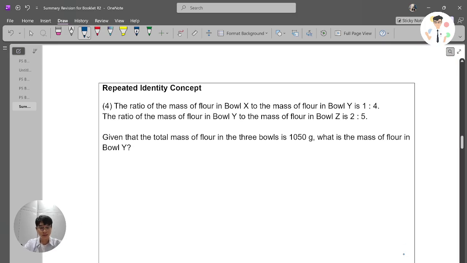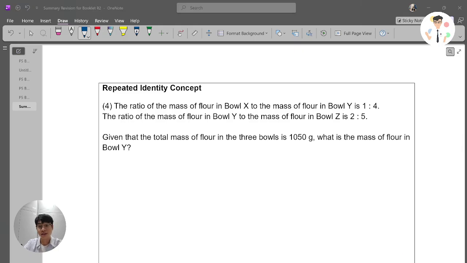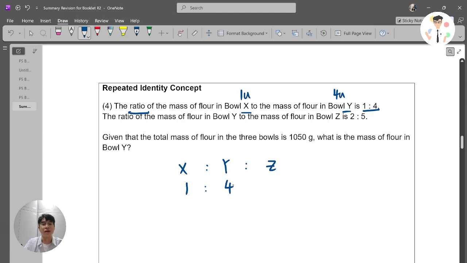Repeated identity concept, again something that we have learned, and this is kind of easy for most of you, but let's look at this question again. Now, the ratio of the mass of flour in bowl X and Y is 1 to 4. As you know, I already told you that ratio basically is the lazy version of unit. So X is 1 unit, Y is 4 unit, but this ratio guy is very lazy, so he just writes 1 to 4. You can just write here X to Y, and I know there's another guy called Z, and X to Y is 1 to 4. That basically means it's 1 unit, and this is 4 unit.